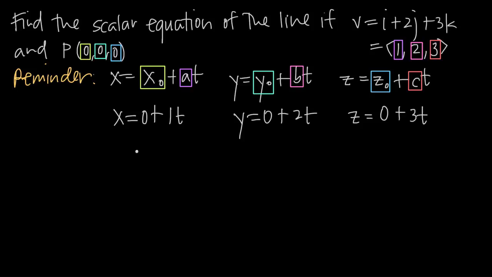So then we're just going to simplify, and we're going to get x is equal to, obviously the 0 drops away, and 1t is just t. We're going to get y is equal to 2t, and we're going to get z is equal to 3t. And then these three equations taken together as a group of equations define the scalar equation of the line.